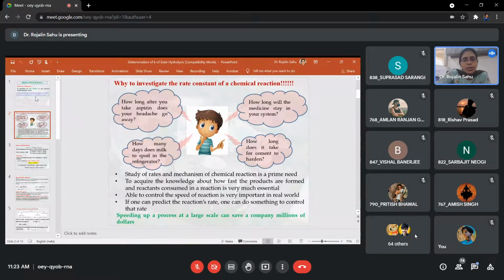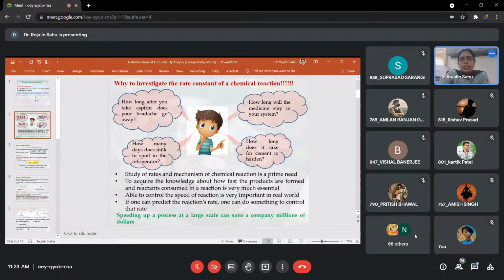So if we know the rate of the reaction, then in pharmacokinetics, there is one subject for those who are studying medicine, pharmacokinetics, which means studying the rate of action of medicines: how fast or how slow it is acting or releasing the molecule in our body.